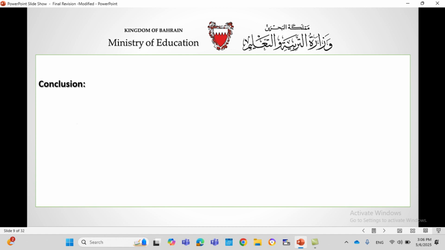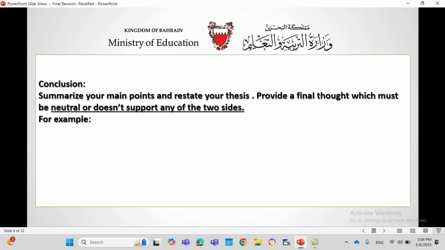Finally, we come to the conclusion. And here we summarize our main points and restate our thesis again. We provide a final thought which must be neutral and doesn't support any of the two sides. And let me again emphasize that we must not take the viewpoint of any of the two parties. We just stand in between.